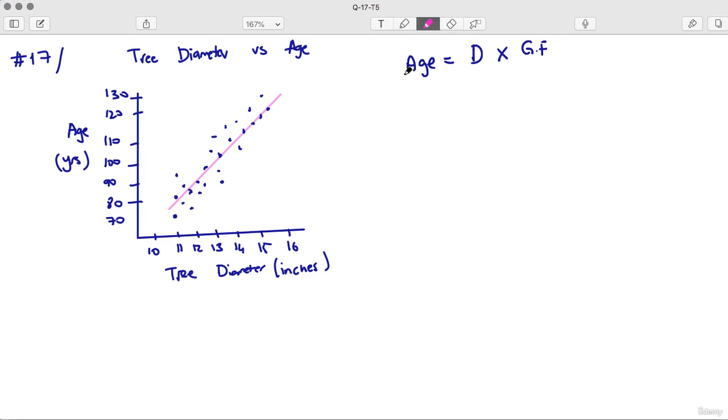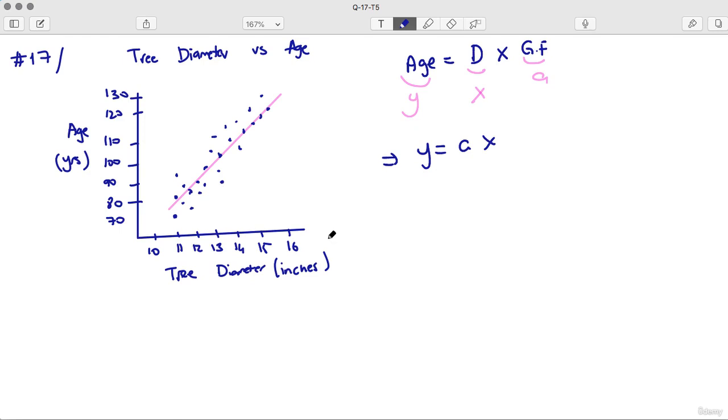Well, look at it. Age is my y-axis, this is my y variable. The diameter is my x variable, and GF, the growth factor, is just a constant. Let's say A. So mathematically, this formula is simply y equals ax. So it's a constant here. This is like our slope-intercept formula from the origin. So that will be a good approximation.